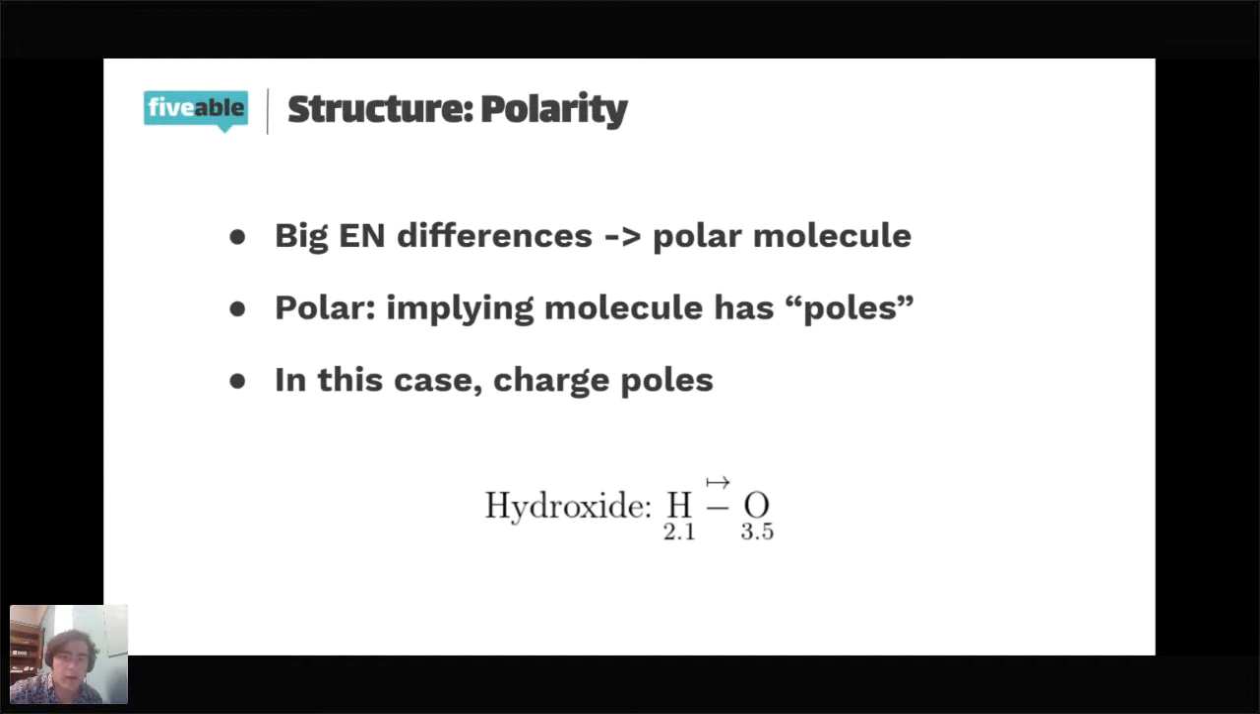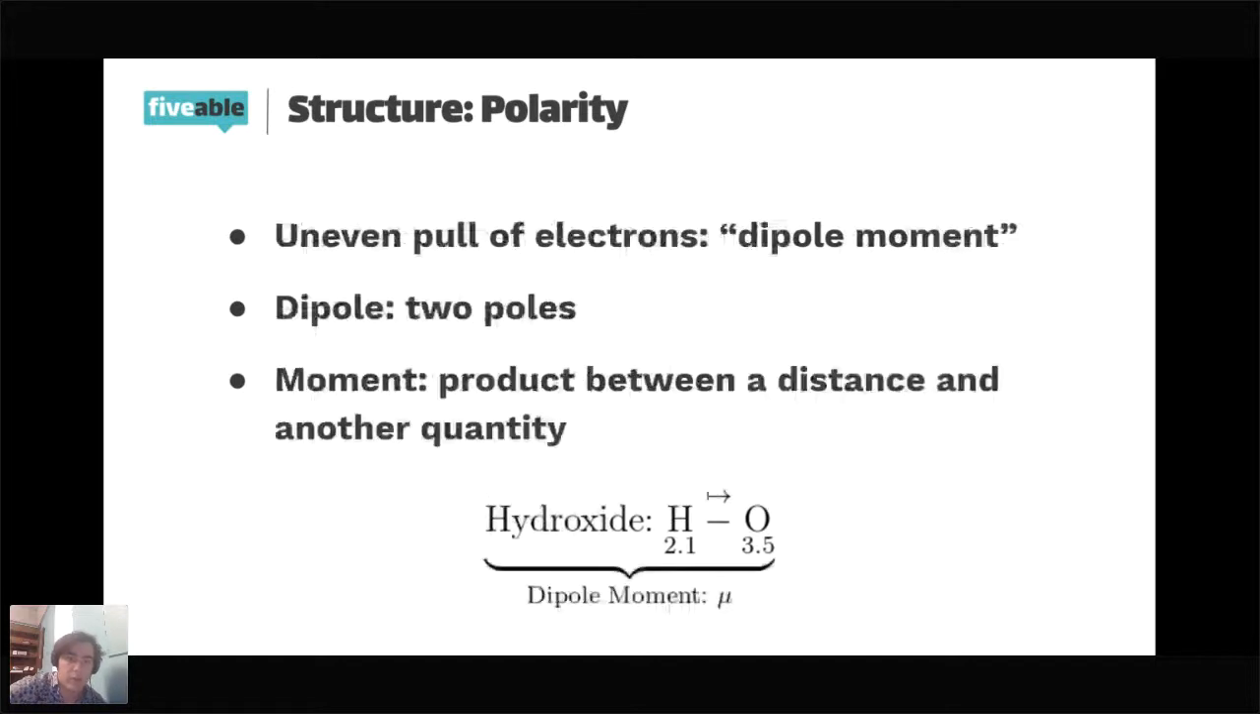So for example, here hydroxide has a polar push to it. Hydroxide is a polar molecule because the electronegativity difference is fairly large. 3.5 minus 2.1 is 1.4. That's a pretty big electronegativity difference. So when we talk about an uneven pole of electrons, that's called a dipole moment. And a dipole, di meaning 2, pole meaning pole, so it's a dipole because it has two poles. And a moment means a product between a distance and another quantity. For example, if you know physics, you know a moment in physics is generally a force times a distance. But in this case, it's a separated charge by a distance. You don't have to know how to calculate dipole moments, but they are very important. And in terms of what a dipole moment actually does outside of chemistry, if you put a dipole in a magnetic field, it'll spin.